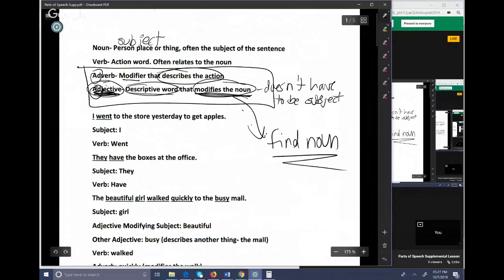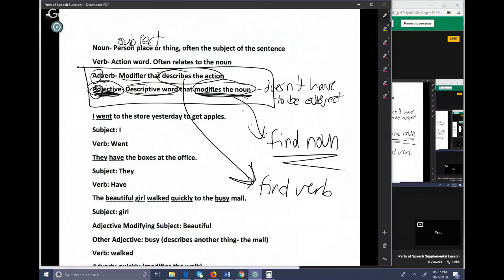So an adjective describes the noun or the subject. The adverb describes the action. And again, your key first step, if you're finding an adjective, is to find the noun. And your key first step to find an adverb is to find the verb. In both cases, it does not have to be the subject or the primary verb to have an adverb or an adjective. You could have an adjective with 5 different nouns in the same sentence, or you could have an adverb with 5 different verbs in the same sentence.